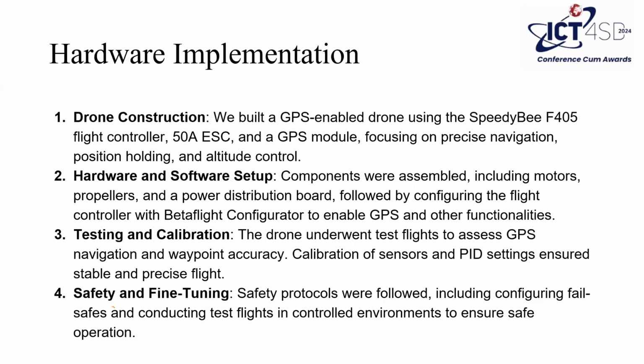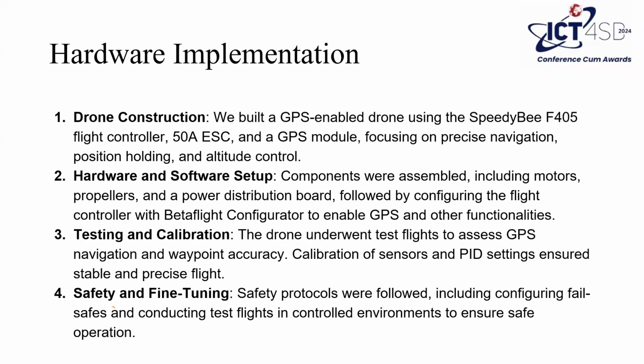Hardware implementation, drone construction. We used a GPS-enabled drone, and we built it using a SpeedyBee F405 flight controller, 50 amps electronic speed controller, and a GPS module, focusing on precise navigation, position hold and altitude control. Hardware and software setup. Components were assembled, including motors, propellers, and power distribution board, followed by configuring the flight controller with the Betaflight Configurator to enable GPS and other functionalities.